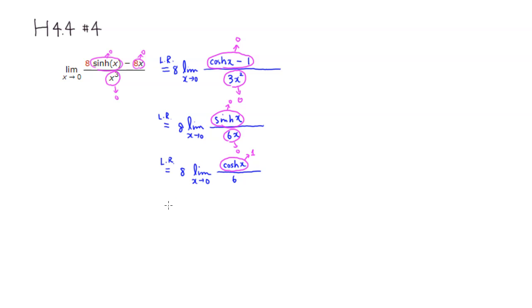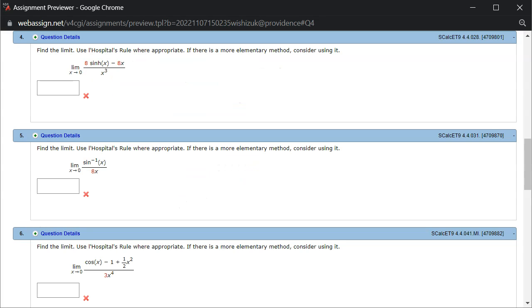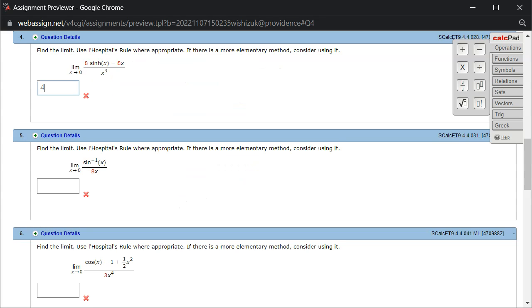So it's going to be 8 over 6. So it's going to approach 8 over 6, which, dividing top and bottom by 2, you get 4 thirds. So let's type it in. The answer is 4 thirds.